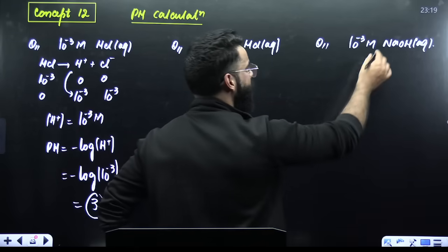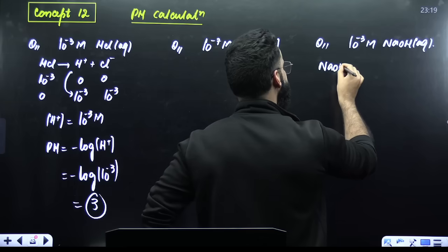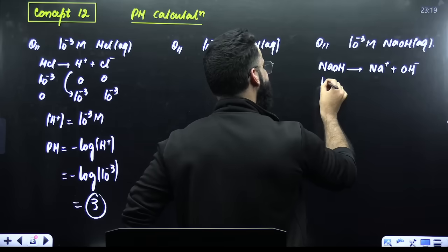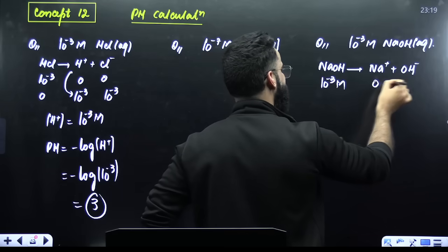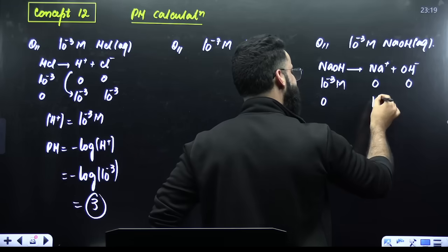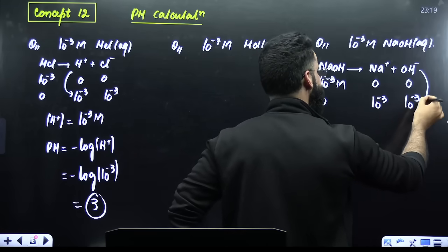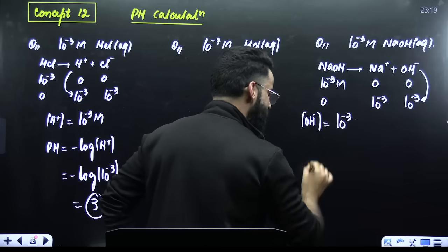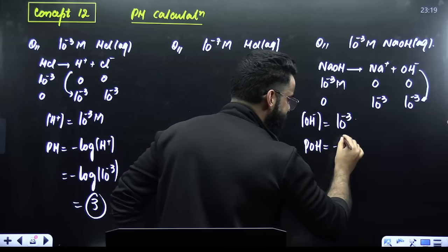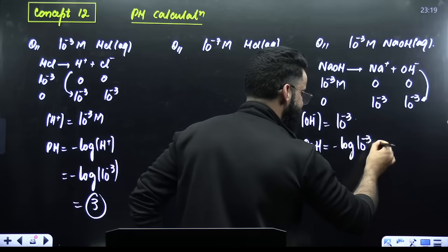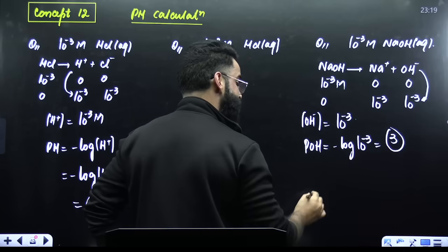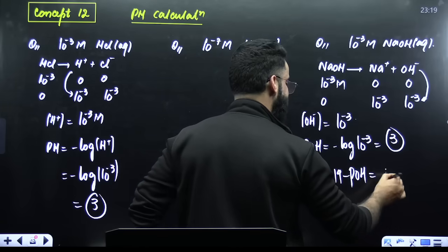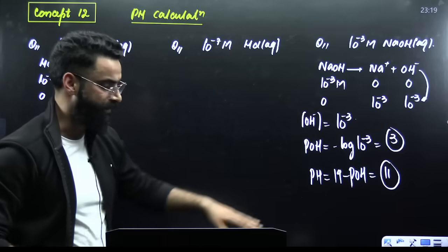Look at this one. 10 raised power minus 3 molar NaOH. Now NaOH is a strong base. How will it undergo dissociation? Na positive aqueous plus OH negative aqueous. Its concentration I had kept as 10 raised power minus 3 molar. This was 0, this was 0. Now this is 0. This will be 10 power minus 3, and this will be 10 power minus 3. So if I ask you, what is the OH negative ion concentration in the container? It will be 10 raised power minus 3. Right? Now if I calculate pOH, p stands for minus log of OH concentration. So this value comes out to be 3. If pOH is 3, then remember pH is equal to 14 minus pOH. Right? So 14 minus 3 is 11. So the pH of this particular solution is 11.